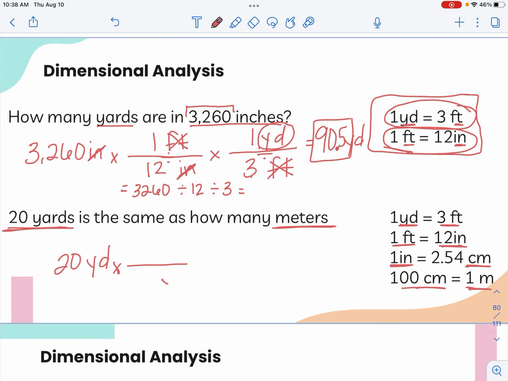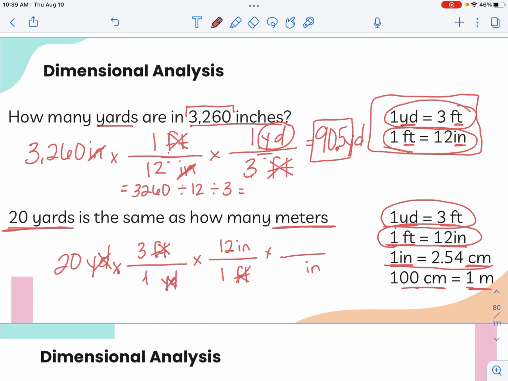So if yards are on the top, I need yards on the bottom. So that means I have to use this one first. 1 yard is 3 feet. My yards are canceled out. Feet are on the top, feet are on the bottom. 1 foot, 12 inches. My feet are canceled out. Now I have inches on the top, so I have to put inches on the bottom. 1 inch, 2.54 centimeters. Whoops. My inches cancel out. I have centimeters. Oh no, it's going to barely fit. 100 centimeters on the bottom, 1 meter on the top.